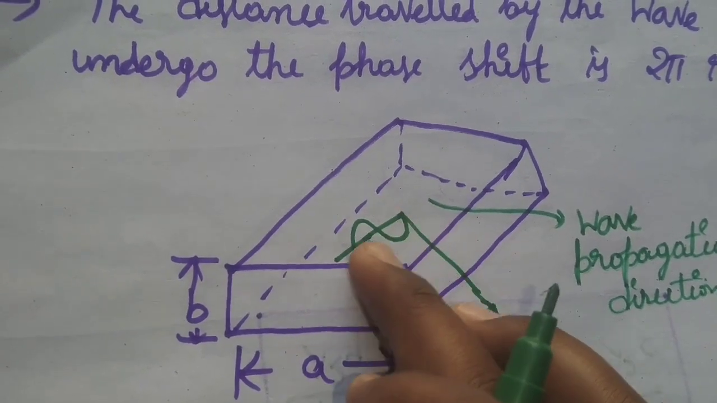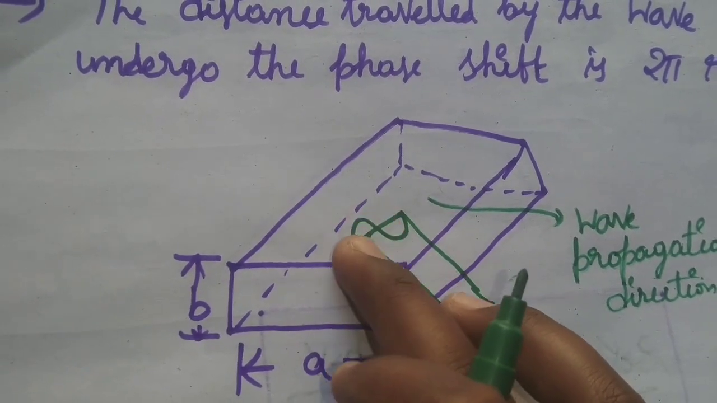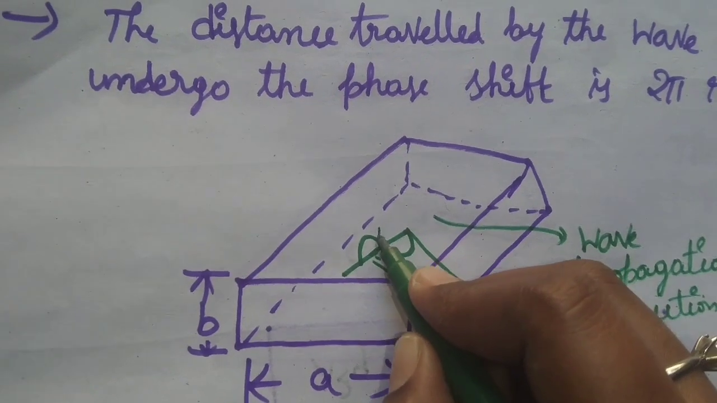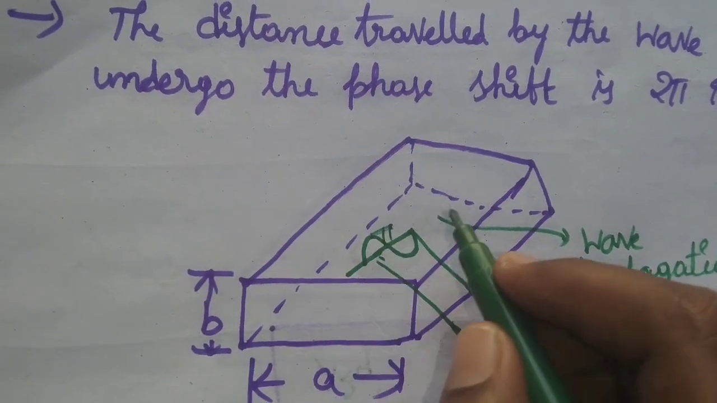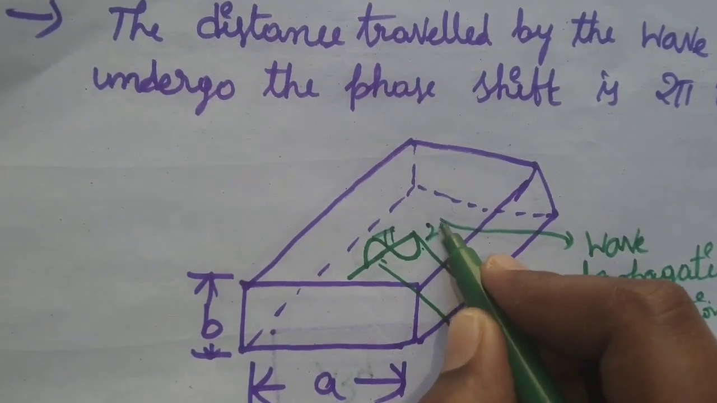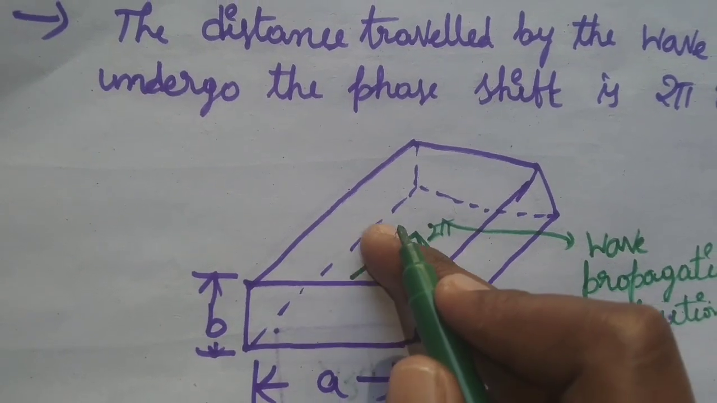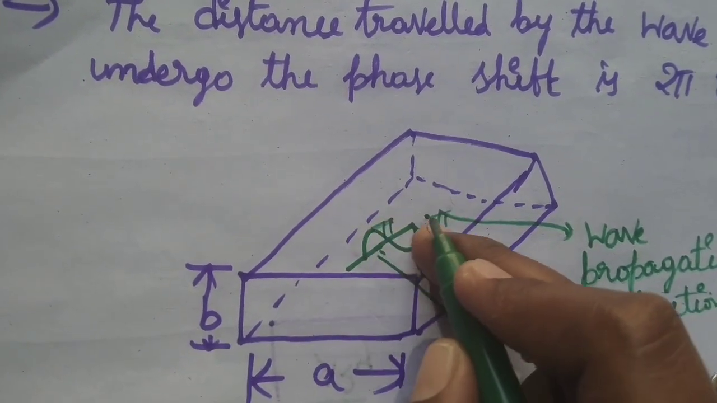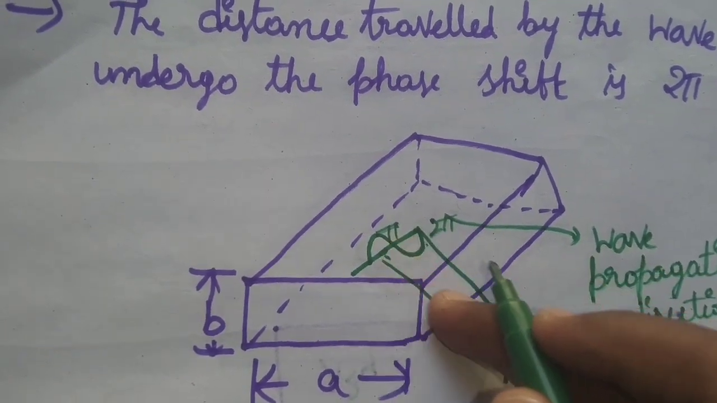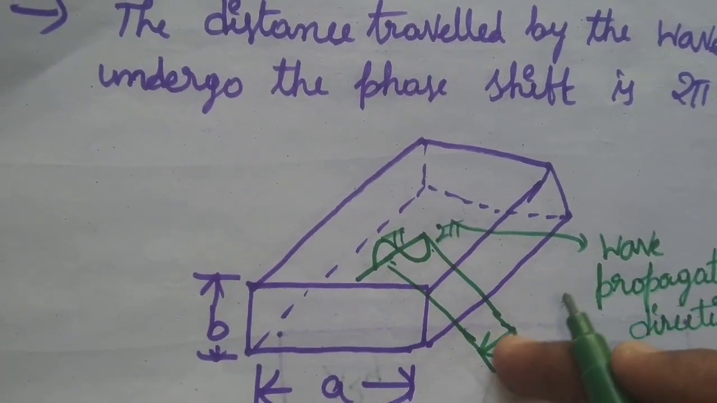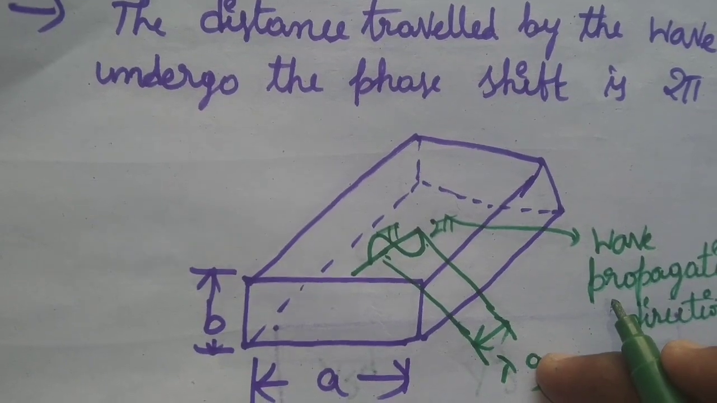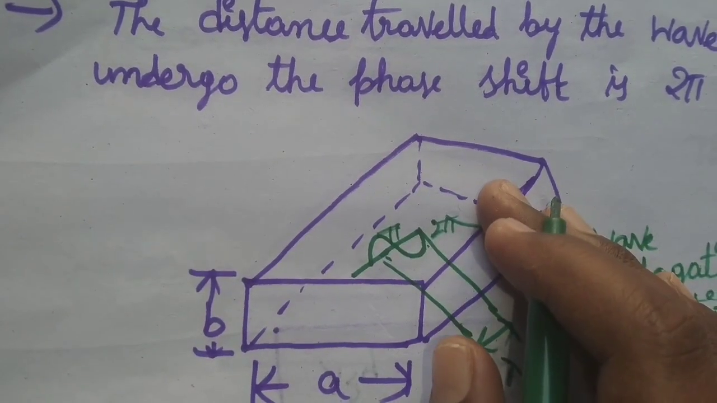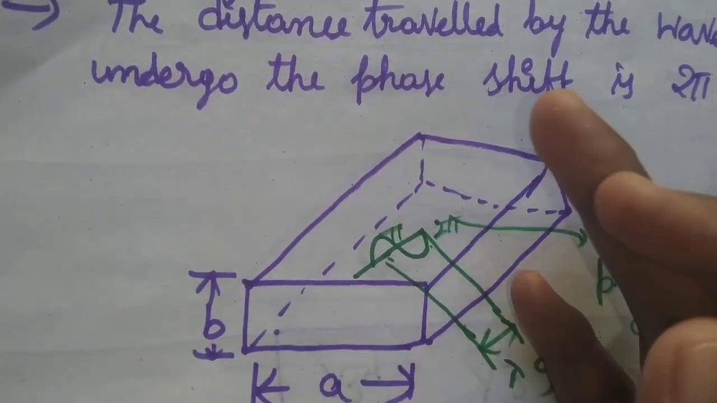So 2 pi radians means up to this half cycle, the positive half cycle, the phase shift is pi, and this one is 2 pi. So the distance traveled by the wave in order to undergo a phase shift of 2 pi radians, corresponding to this distance, is called the guide wavelength. So this is about guide wavelength.